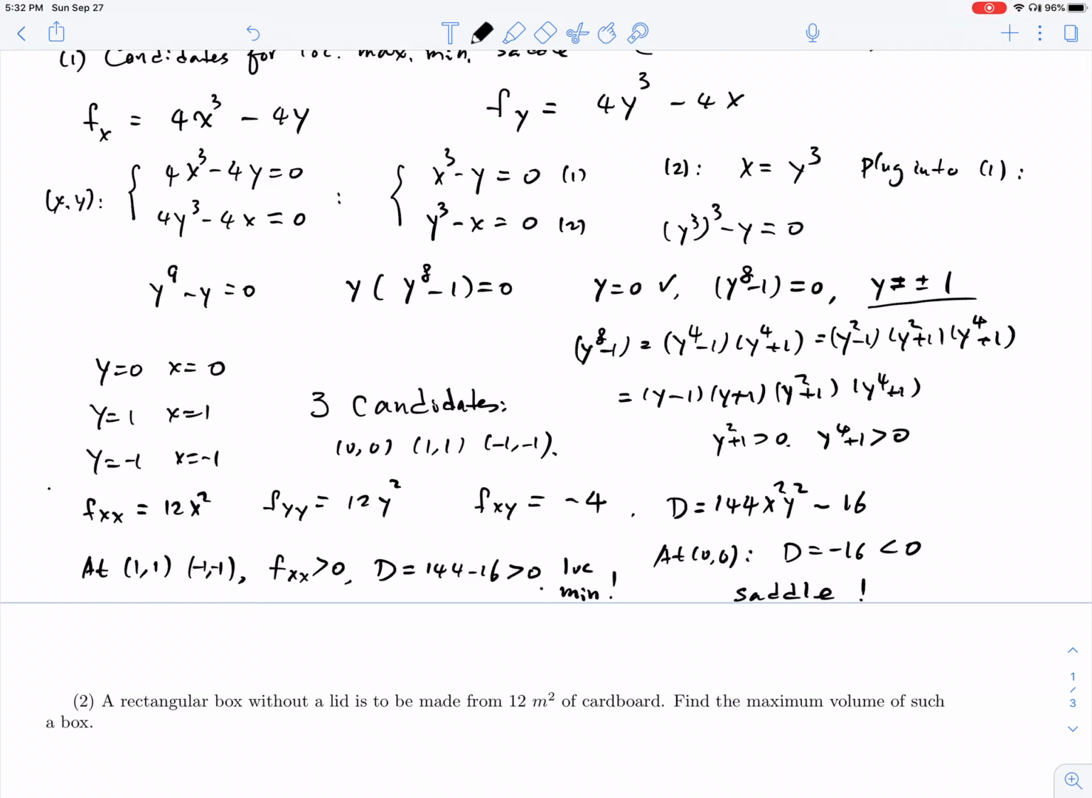Okay, let's again pause, and then we will continue with an application of finding actually absolute maximum and absolute minimum.